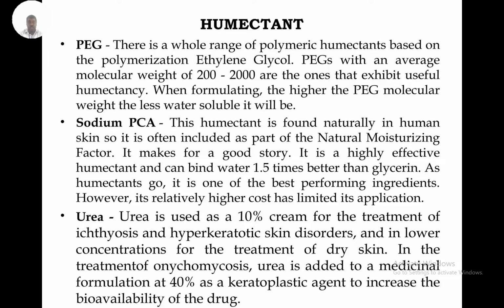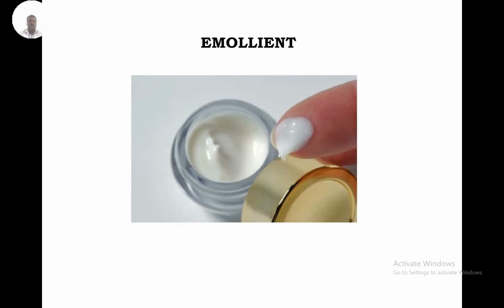Next example of a humectant is urea. It's used as a 10% cream for the treatment of hyperkeratotic skin disorders, and at lower concentrations for the treatment of dry skin. In the treatment of onychomycosis, urea is added to a medicinal formulation at 40% as a keratolytic agent to increase the bioavailability of the drug.